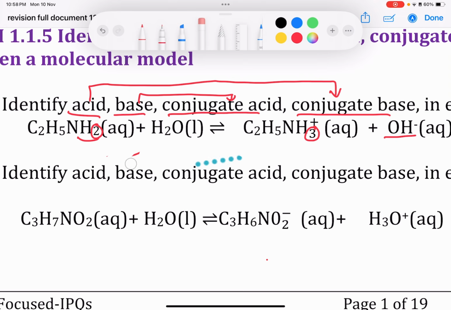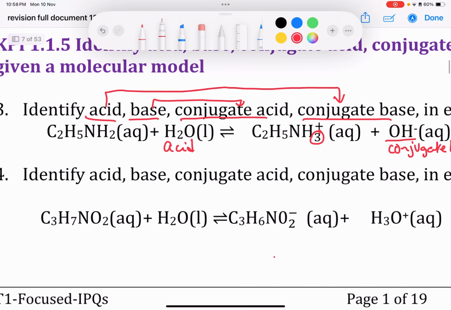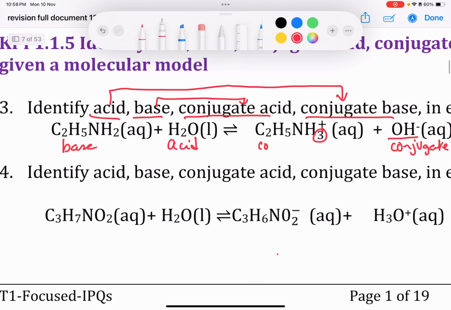So therefore, H2O being the donor, that's the acid being the donor, and it turned into a conjugate base. And because this is an acid, then definitely this is the base, which turned into a conjugate acid.